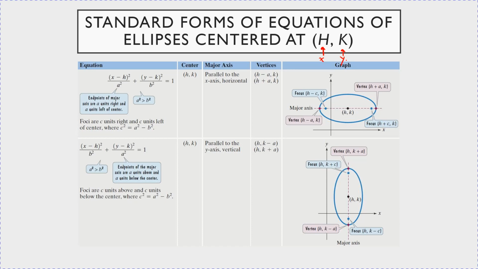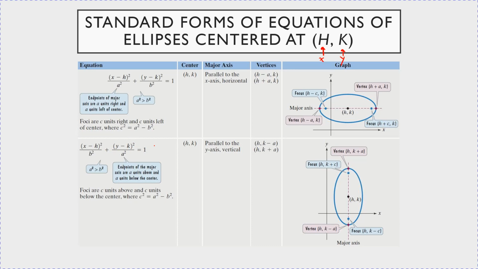The only difference is that instead of just x squared, you have x minus h, in parentheses, squared over a squared, plus y minus k, in parentheses, squared over b squared, is equal to 1. That's if you have horizontal elongation. Or if you have vertical elongation, you have x minus h squared divided by b squared plus y minus k squared over a squared is equal to 1.